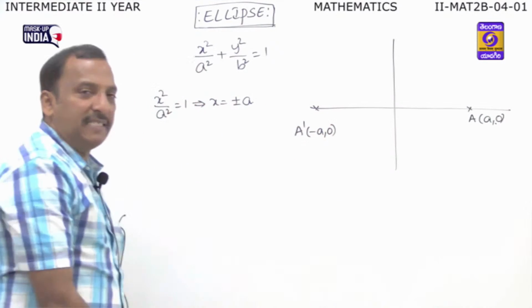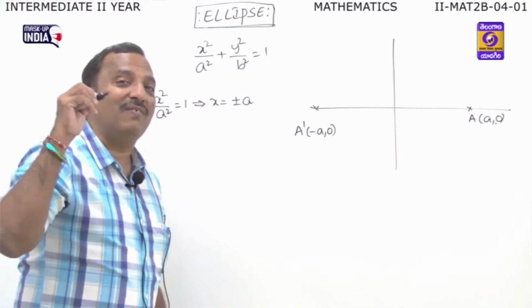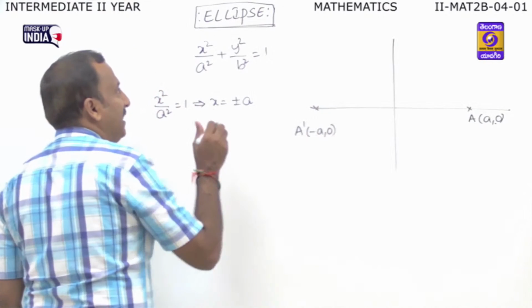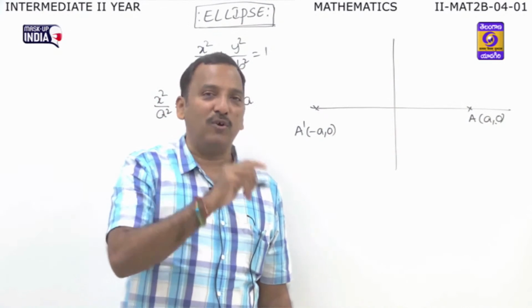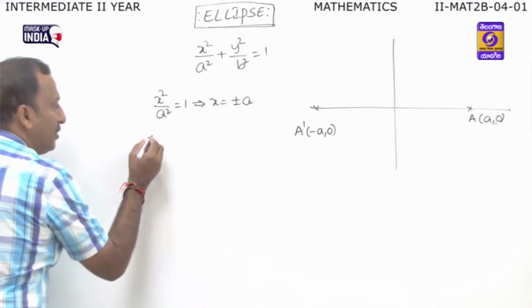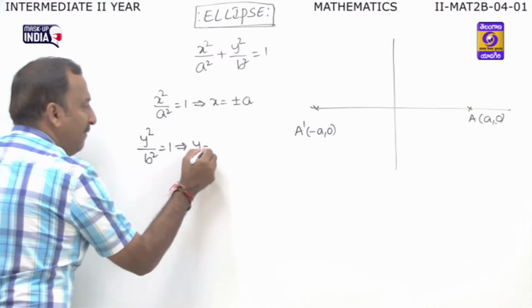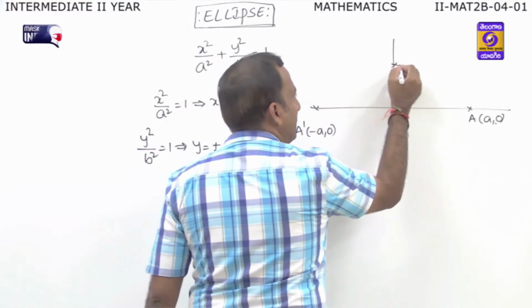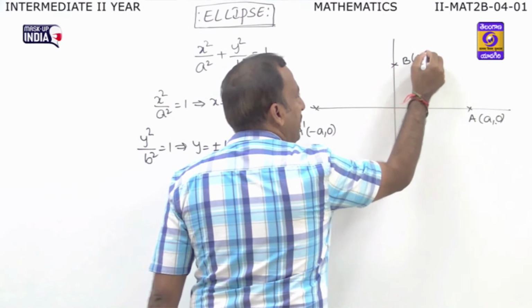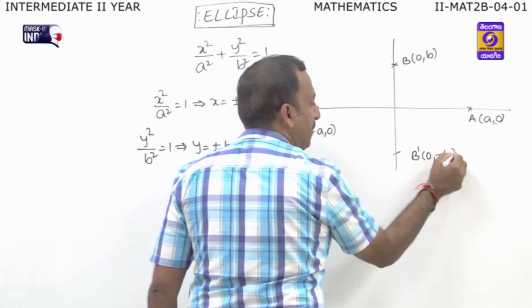The ellipse cuts the x-axis at 2 points, A comma 0 and A dash, minus A comma 0. But where does it cut the y-axis? We know that for any point on the y-axis, the x coordinate is 0. If you put x equal to 0, y square by b square is equal to 1. That implies y is equal to plus or minus b. This implies the ellipse cuts the y-axis at 2 points, B, 0 comma b and B dash, 0 comma minus b.